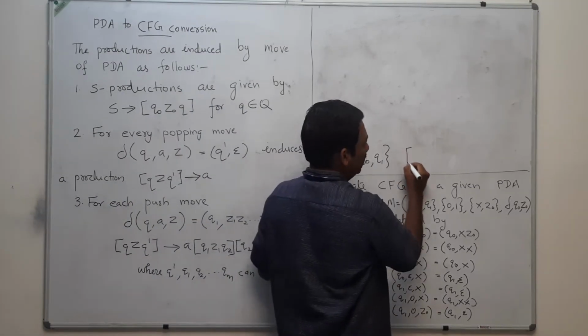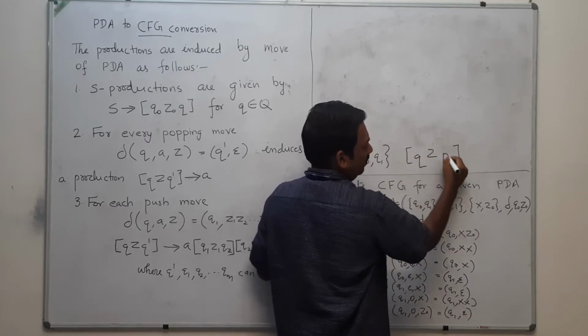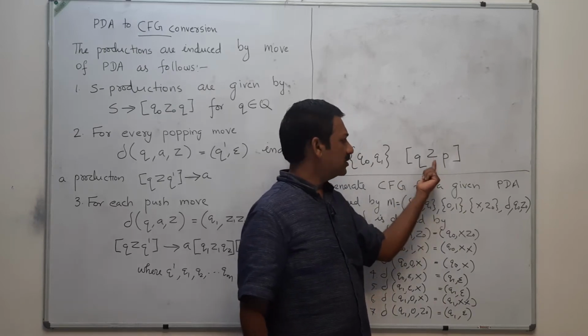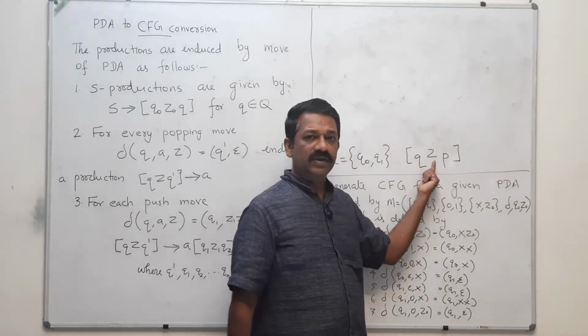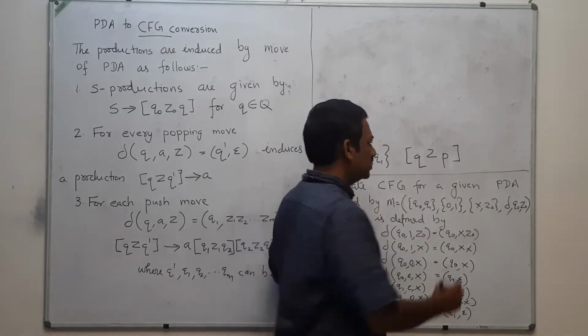A variable is defined like this: [q, Z, p], where q and p are states and Z is a stack symbol.